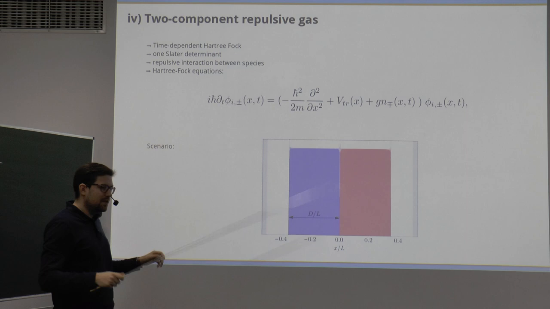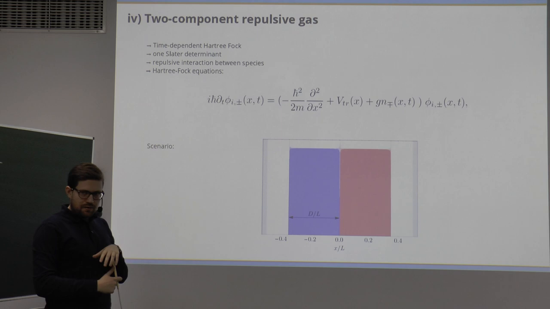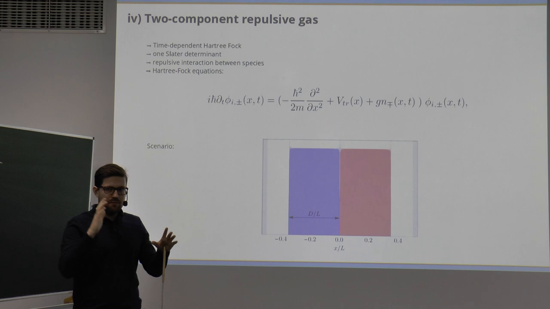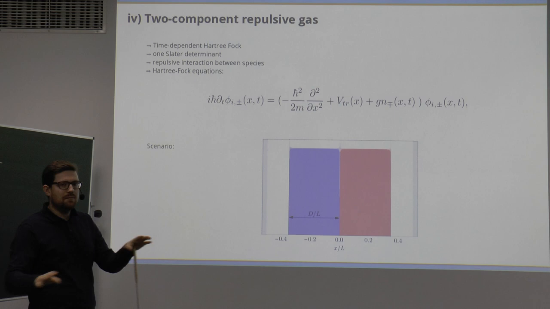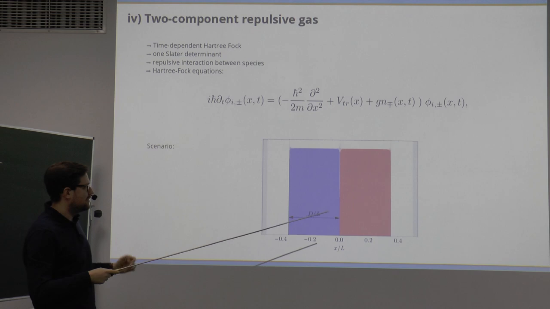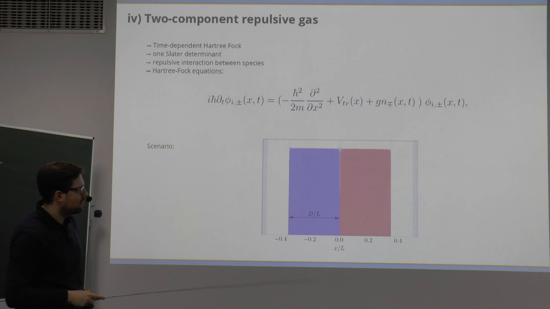And in order to make calculations, we just use the same simple ansatz for the wave function, which is only one Slater determinant. So this neglects all of the correlations and entanglement and all of this quantum stuff, let's say, non-classical stuff. And we make some time-dependent Hartree-Fock equations, we just solve them. And what do we see?